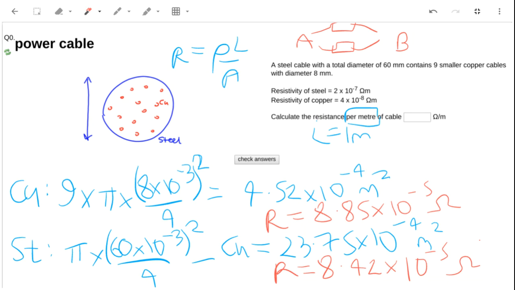I'm going to do 8.85 times 10 to the minus 5 to the power of minus 1. Add that to 8.42 to the power of minus 1. And then when I get my answer, I'm going to do that to the power of minus 1. And that gives me 4.31 times 10 to the minus 5. And it's ohms per meter because we did it for the length of 1 meter.